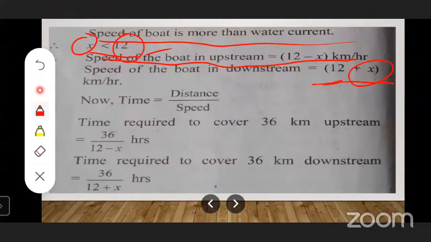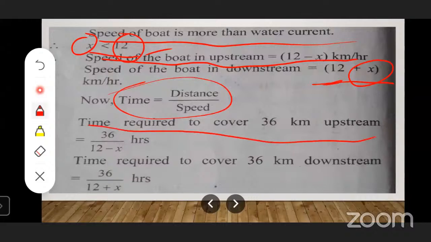Okay, now let us see. Use this formula to find the time for the upstream and the time for the downstream. Time required to cover 36 kilometer upstream. Which formula are you using? 36. See, distance remains the same, that is 36. What is the speed in upstream? 12 minus x. So this is how we got the time in the upstream as 36 upon 12 minus x hours.